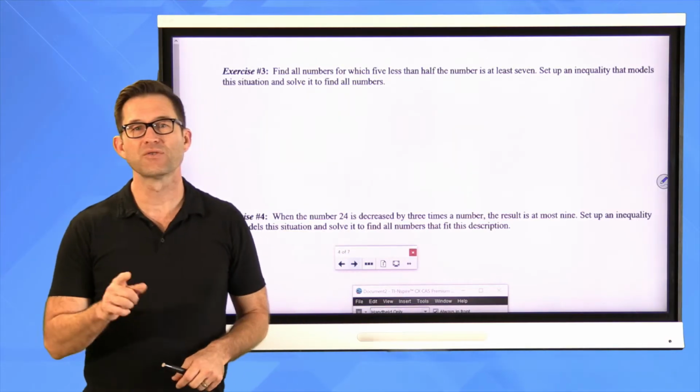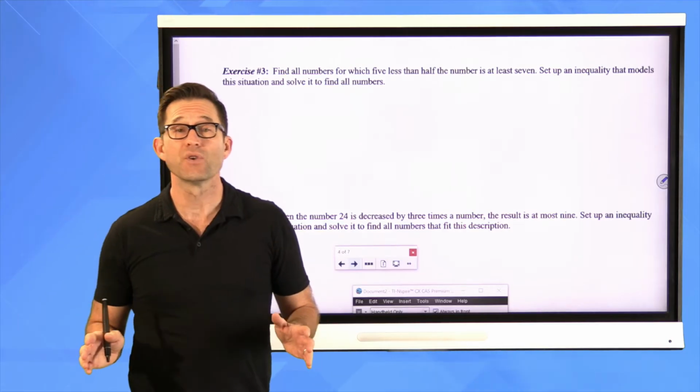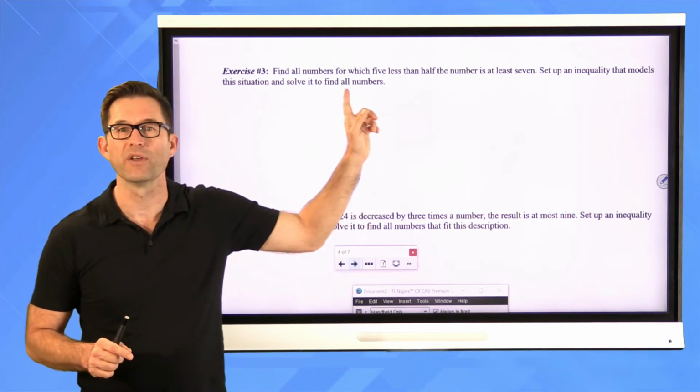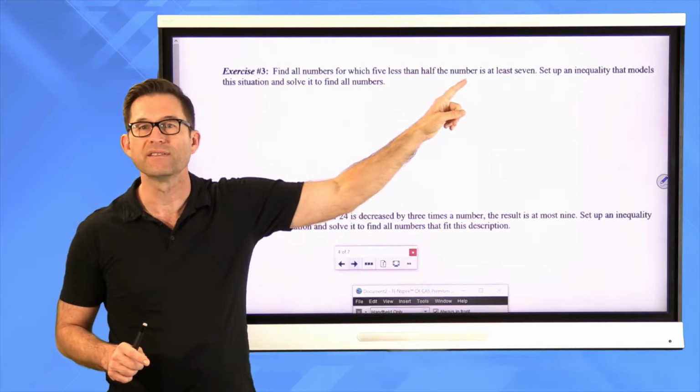Okay, exercise number 3. Find all numbers for which 5 less than half the number is at least 7. Set up an inequality that models the situation and solve it to find all numbers. Okay, this is cool. So there's a bunch of numbers that are going to satisfy this. And let's make sure we have it. For which 5 less than half the number is at least 7.